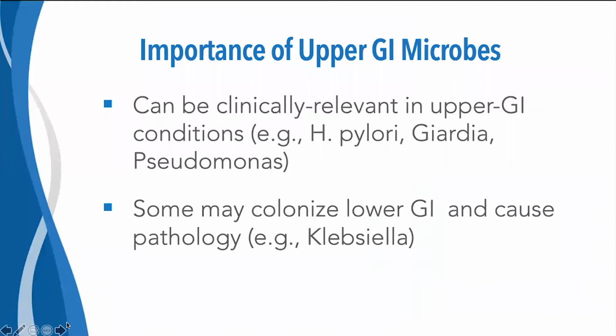So really, I think it's important to consider, since we can potentially detect some of these upper GI microbes, some of them are better established as being pretty exclusive to the upper GI tract, again, like H. pylori and Giardia. Pseudomonas, most of the research does indicate that it's likely thriving in the stomach and the upper small intestine.